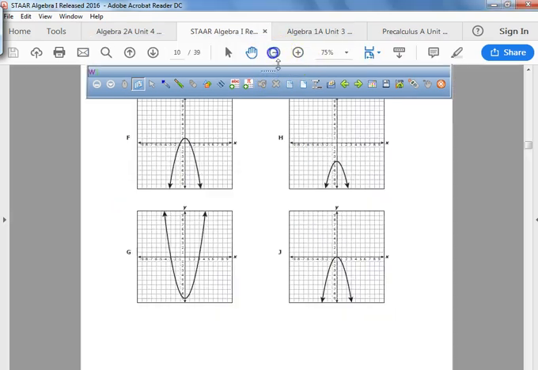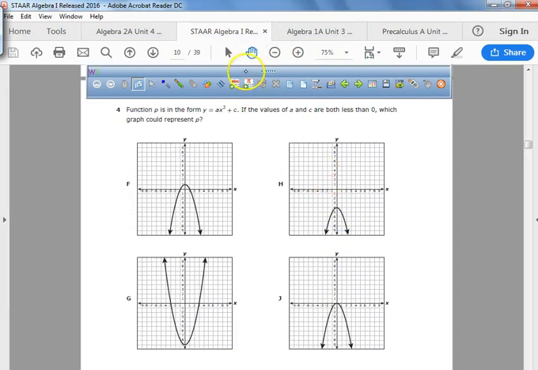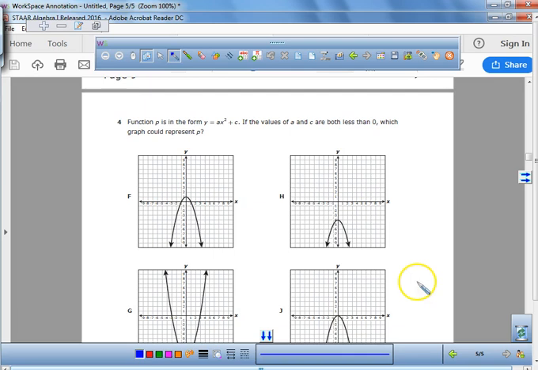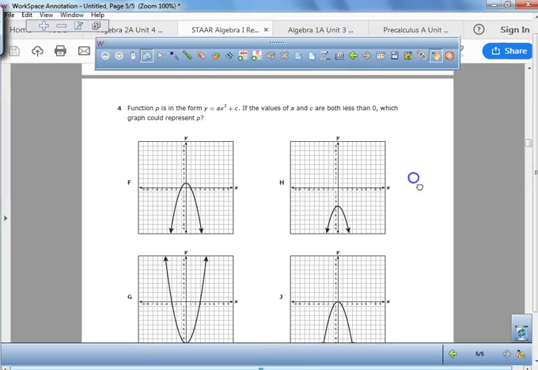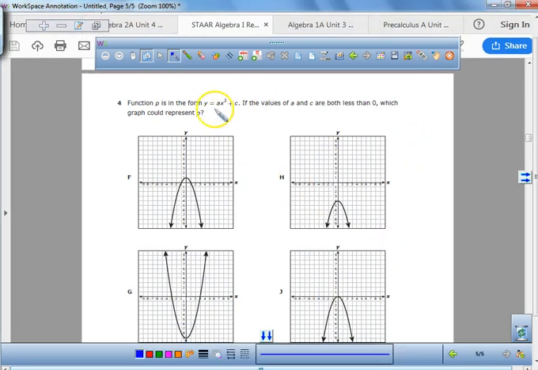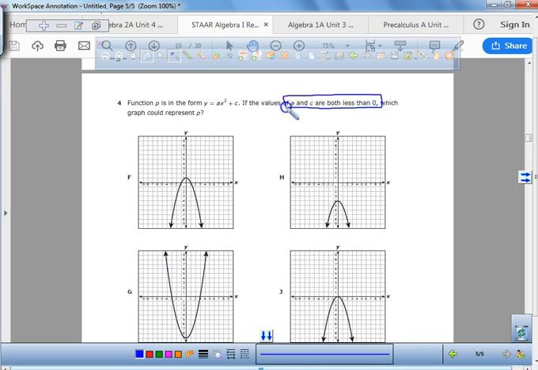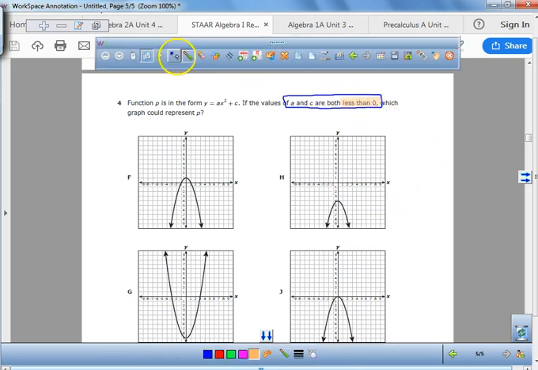I've got to zoom out just a little bit to see all these 4 graphs. It's kind of hard to see. All right, it says function p is in the form of y equals ax squared plus c. If the values of a and c are both less than 0, what does it mean for something to be less than 0? Negative. Yes, very good. Less than 0 means both of these have to be negative.